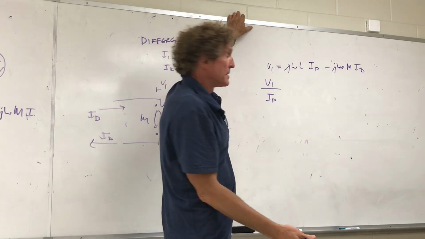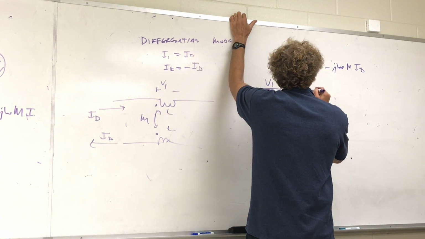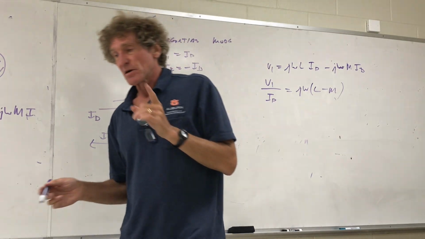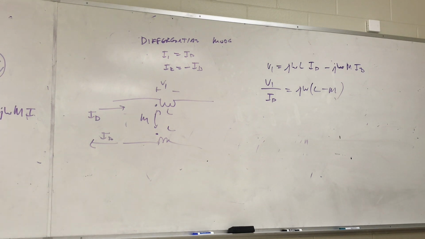of a single coil, now what do you get? j omega, and now it's going to be L minus M, which means the closer L gets to M, the less impedance that has. And ideally, they're within 1%, maybe even less than that. So it doesn't block differential current.